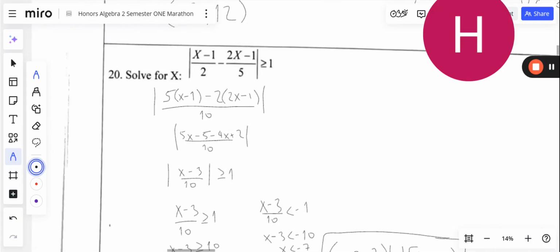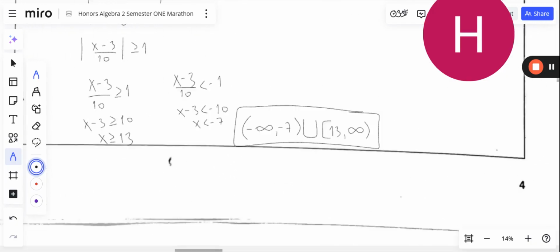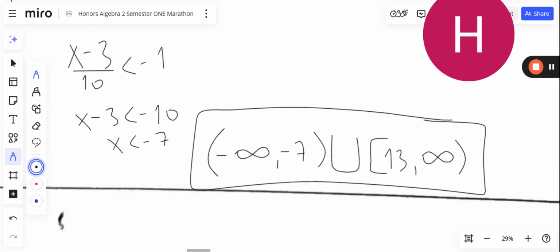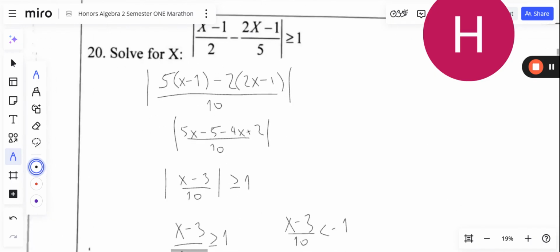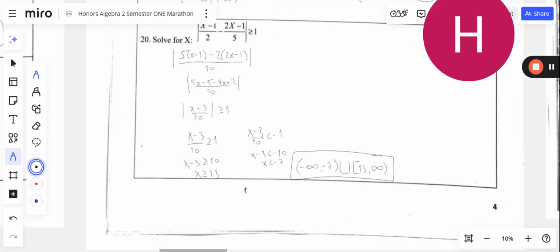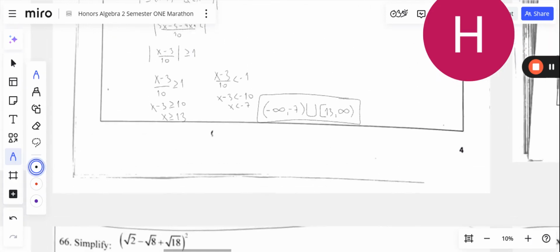I mean, you could check any of these if you want. You can plug in any number that's between negative infinity to negative 7, or you can plug in any number that's from 13 to infinity, and either way, when you plug that in, you're going to get an inequality that's greater than or equal to 1. Oh, and you take the absolute value as well, because you might get a negative.